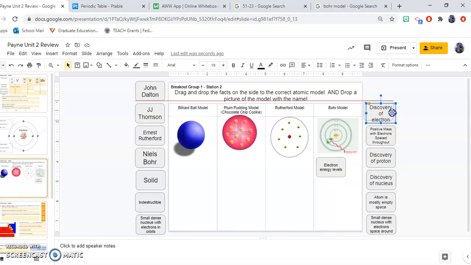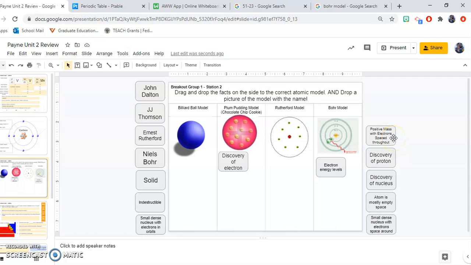As for the discovery of the electron, we go ahead and throw that with our chocolate chip cookie or our plum pudding, right? That's what we did with the cathode ray. We showed that there are tiny, tiny electric particles that are charged that move throughout the atoms, and those are our electrons.